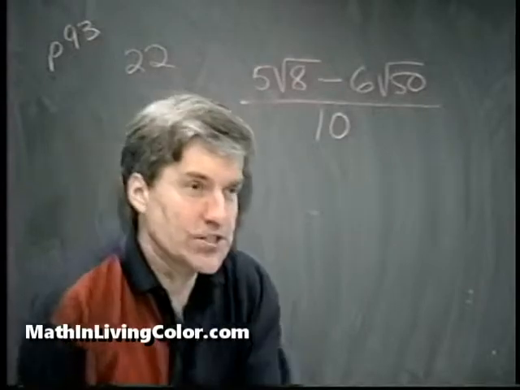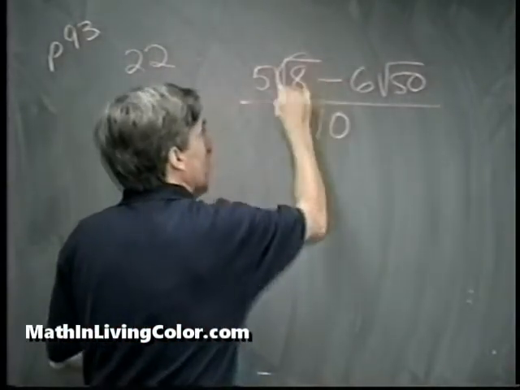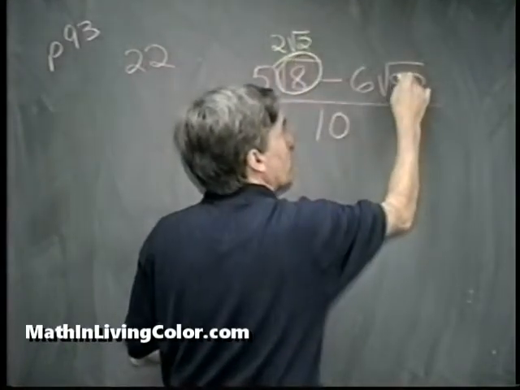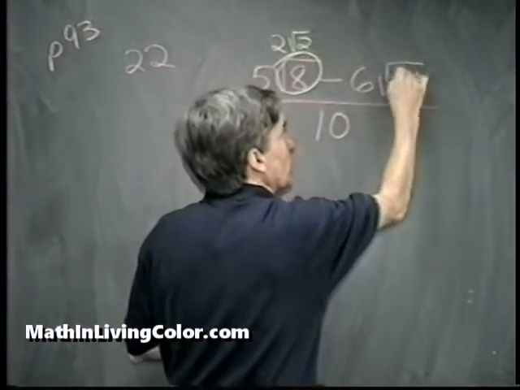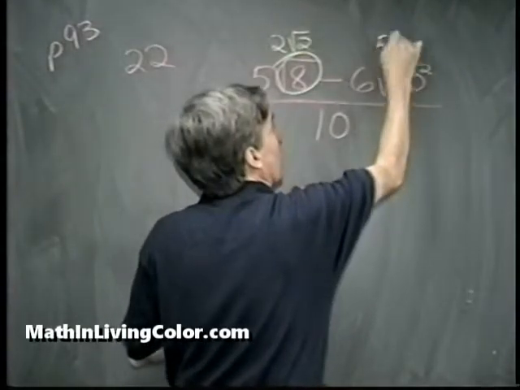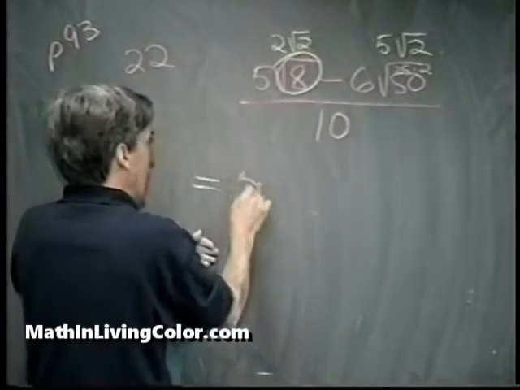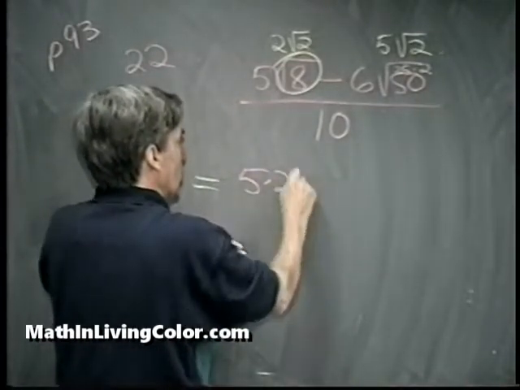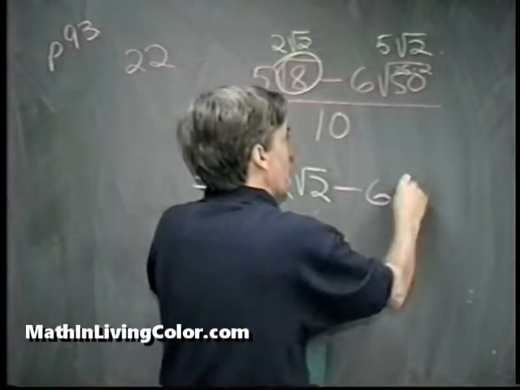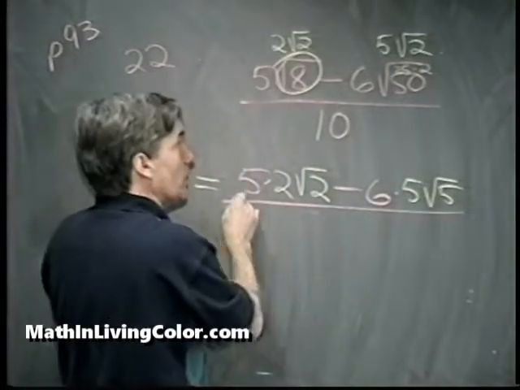Now what we'll have to do is simplify each radical first. Can you simplify the radical 8? 2 radical 2. Can you simplify the 50? Let's see, 50 would be 25 times 2. So that would be 5 radical 2. So what we have here is 5 times 2 radical 2 minus 6 times 5 radical 2.